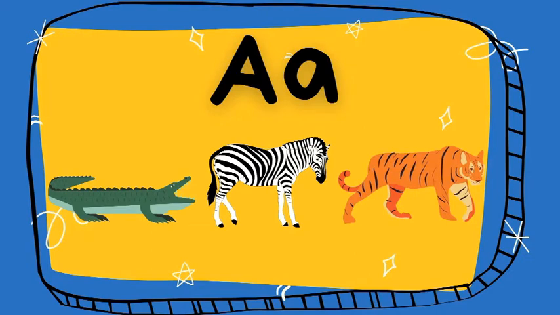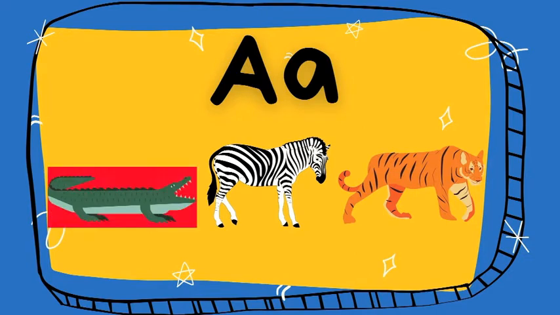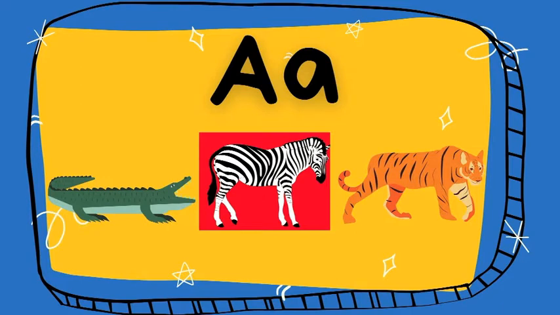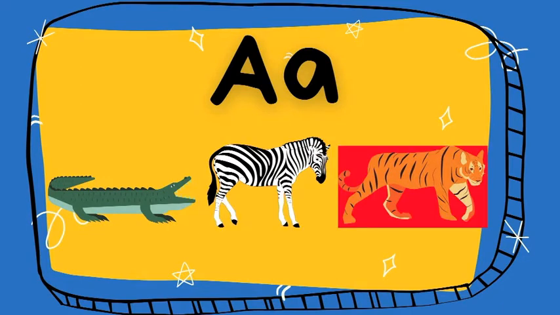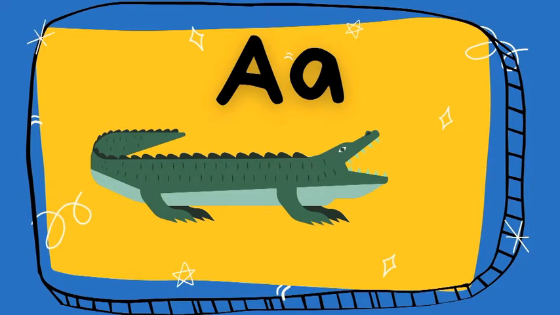Which of these pictures starts with A? Alligator, zebra, tiger. That's right. Alligator starts with A.